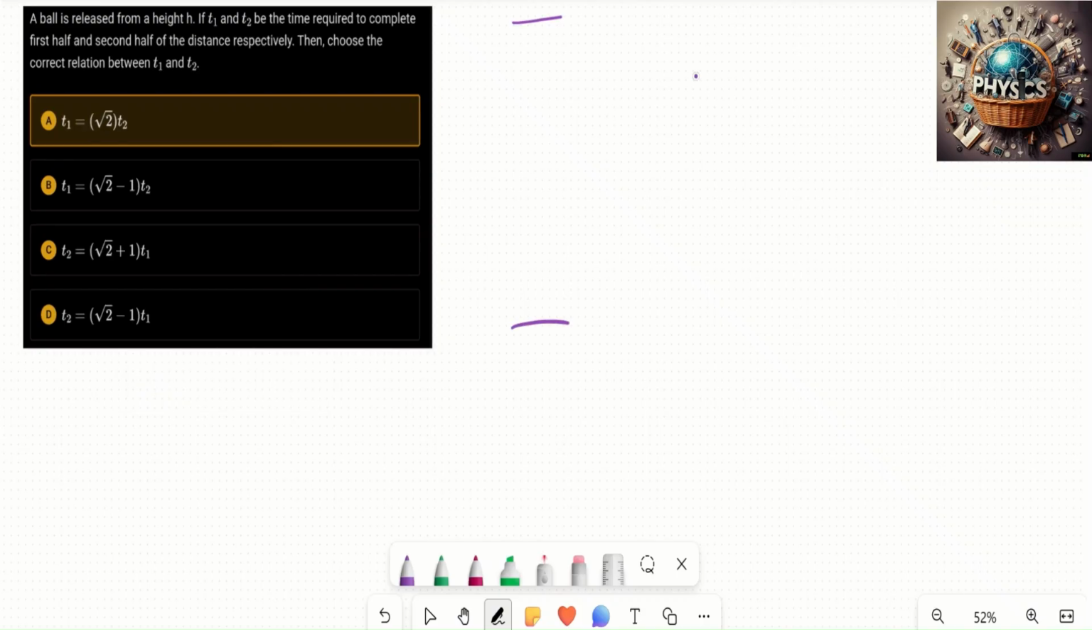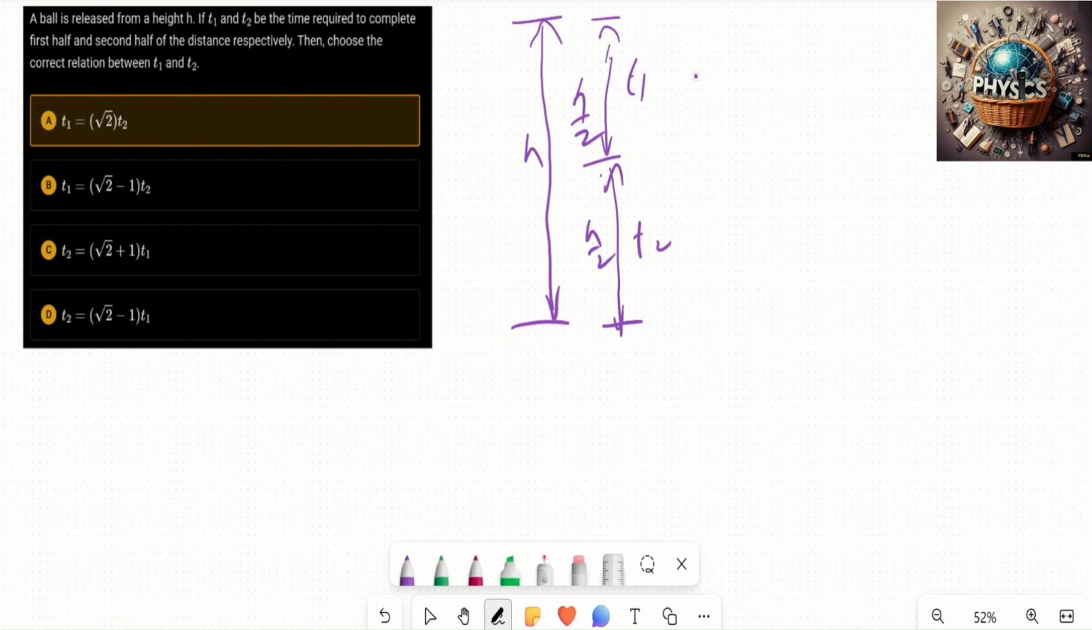Let's draw this first. Let us take the total height to be h, and half of the height is being covered in time t1 as given by the problem. This is t1, so this is h by 2, and the second half is covered in t2. This is t2. And if we assume that the total time taken for the ball to reach the ground is t, so this time be t.